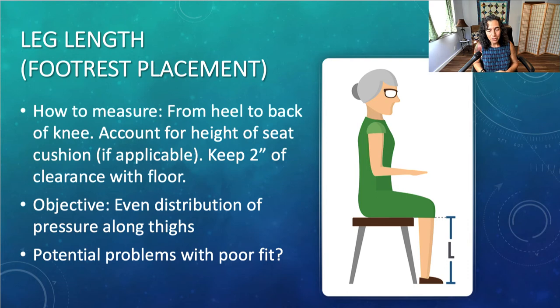And then if the footrest is too high, the weight is shifted back to the buttocks, right? So now my knees are up a little bit and there's increased pressure on the ischium and the sacrum. So neither situation is ideal. So we want this measurement to be really accurate.